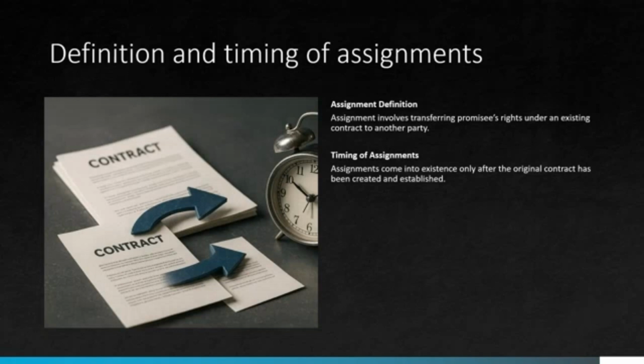An assignment, as I mentioned before, takes place when a contract already exists between two parties, and later on, sometime after that contract has been entered into, one or both of the parties transfers their rights under the contract to some third party. This comes into existence after the original contract is made. You can't, however, assign your rights under the contract without the other party to the contract knowing about it and saying that's okay. So it either has to be in the language of the contract.